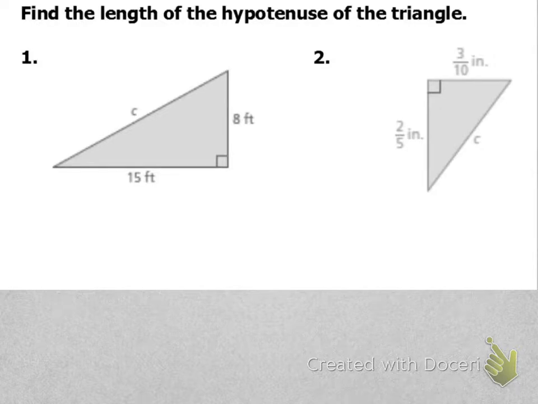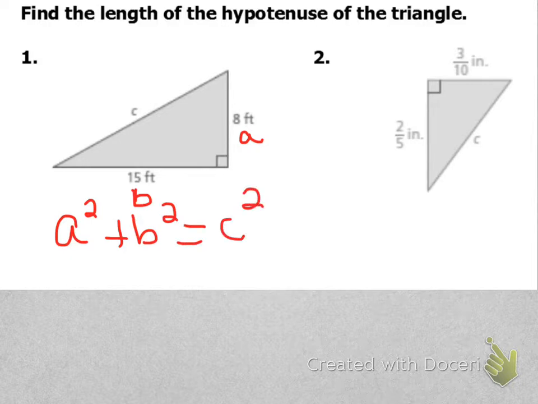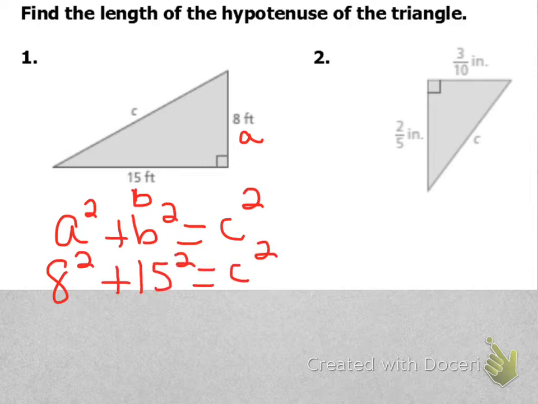So let's try this example. I see we're looking for the c. So we can make a 8, b 15. It doesn't matter which order you put those in. So we're going to do a squared plus b squared equals c squared. My a squared is 8 squared, my b squared is 15 squared, and I don't know my c squared. That's what I'm trying to find.